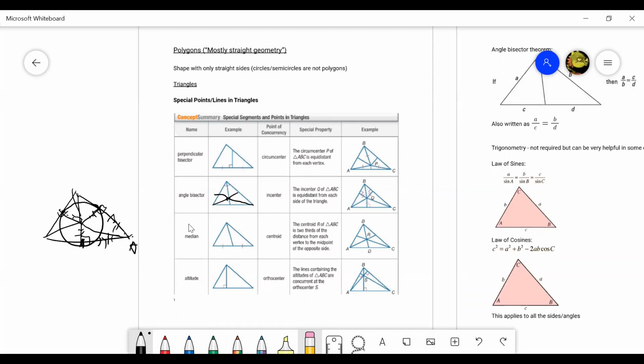So next is the median. The median is a line from the vertex to the midpoint of a side, and the intersection of all the medians is called the centroid. The main point of the centroid is that it splits up the median into ratios of 2 to 1, where the 2 is closer to the vertex. So if we draw the three medians like so, and call this vertex A, this intersection point B, and this midpoint C, then you know that AB is equal to twice BC.